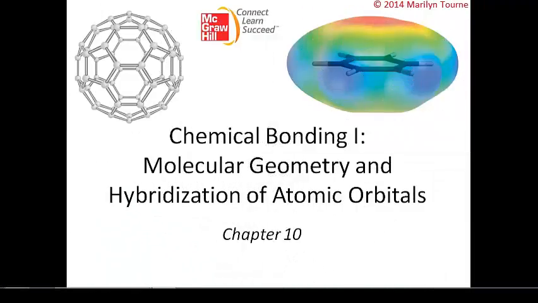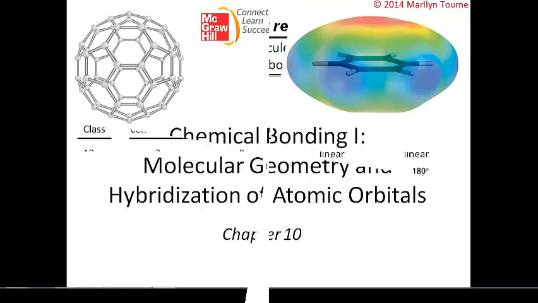Hi everyone, with this video we begin chapter 10. It's titled Chemical Bonding 1, Molecular Geometry and Hybridization of Atomic Orbitals. This chapter touches upon the shapes of molecules and how important that is to chemical reactions. We're going to learn about the VSEPR model and examine the roles of chemical bonds and lone pairs on the geometry of a molecule. Alright, let's get started.